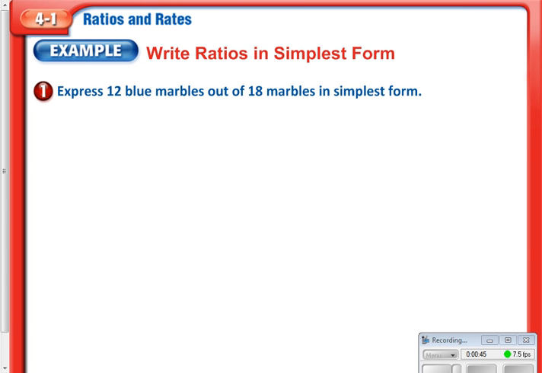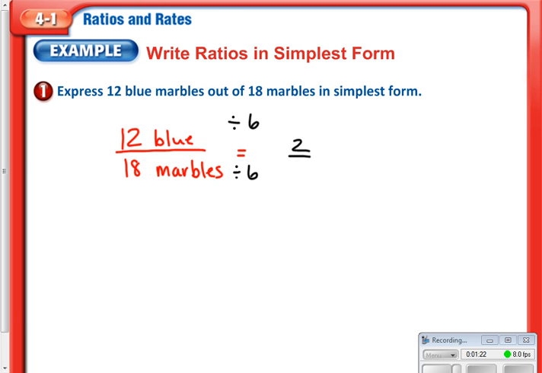Our first example, we're going to write this ratio in simplest form. We're going to express 12 blue marbles out of 18 marbles in simplest form. So we have 12 blue out of 18 marbles. Basically what is happening here is division. Now you need to figure out what factor would go into 12 and 18, and the greatest factor would be 6. So when you divide your numerator and your denominator by 6, you have 2/3 of the marbles are blue.